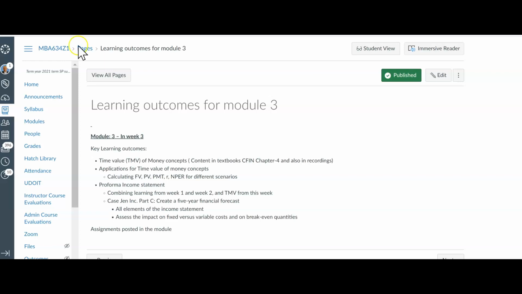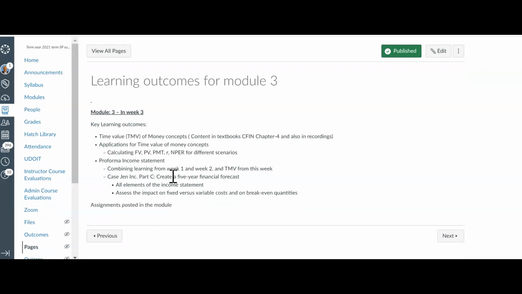value of money. And if you want to look at some of the content, you can find it in CFIN chapter 4, but I've also added a document and some recordings that's going to help you. So what we're trying to do is to learn the application of time value of money, and as you will learn from the recordings that I have provided, it's calculating the future value, present value, annuities, what's called PMT, the rate, number of periods, and so on.